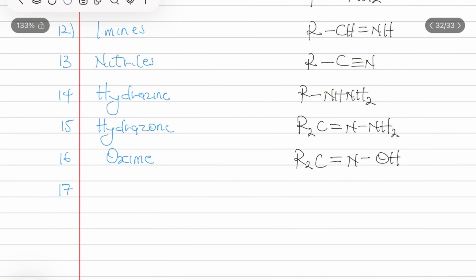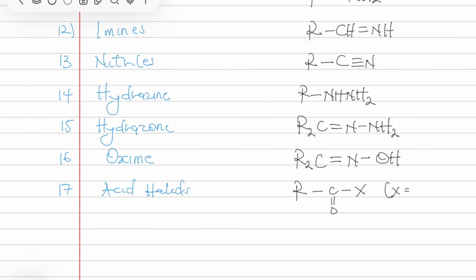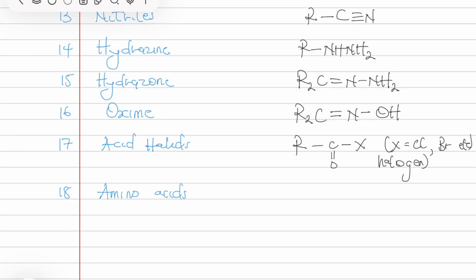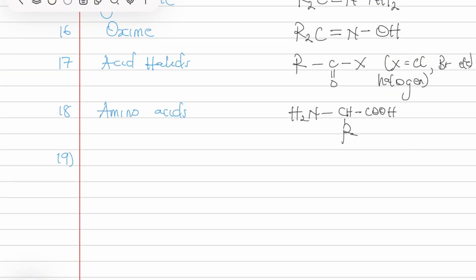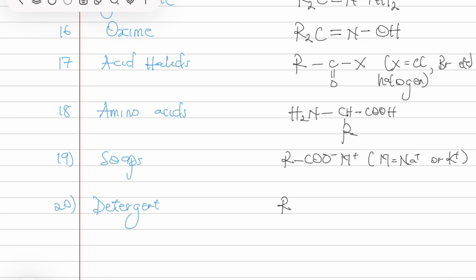We have the acid halides, where their functional group is C double bond O, X, where X represents halogens. We have the amino acids, and this is the general representation of amino acid. We have soaps, and their general formula is RCOO minus M plus, where M plus can be sodium ion or potassium ion. And the last I have in my list of organic compounds and their functional groups is the detergent, which has a general representation of alkyl sodium sulfonate.